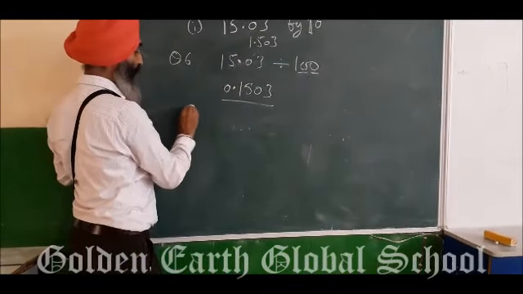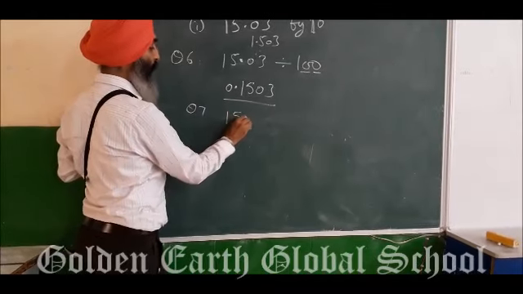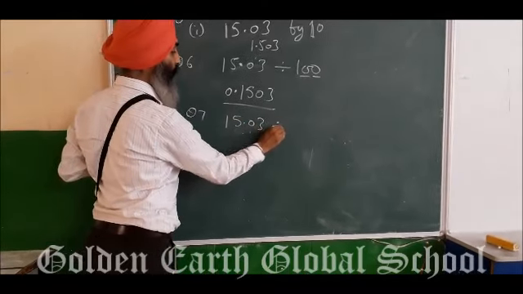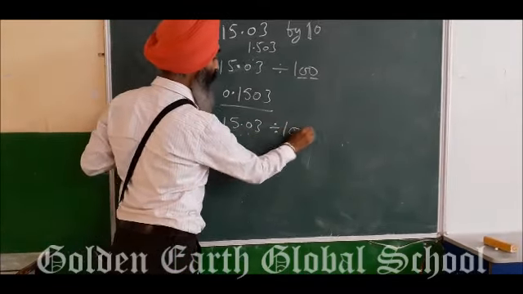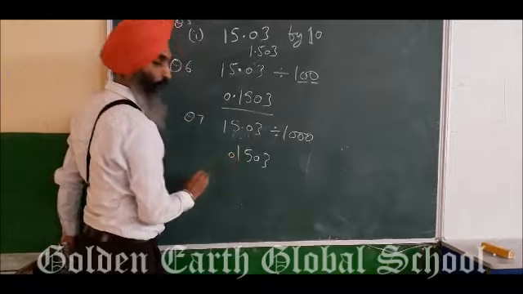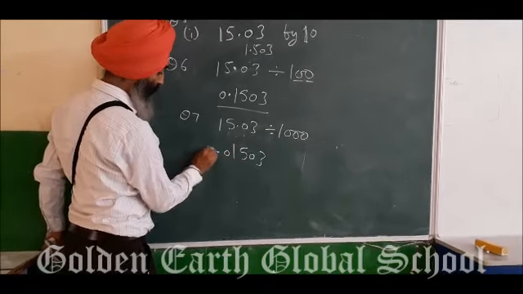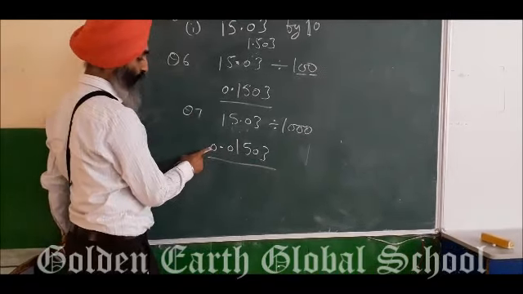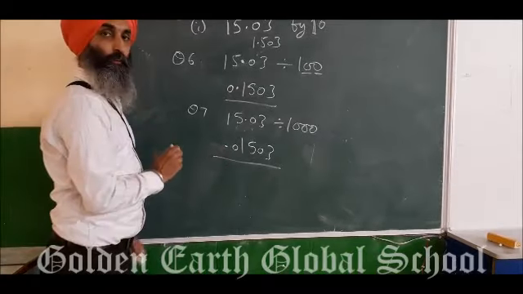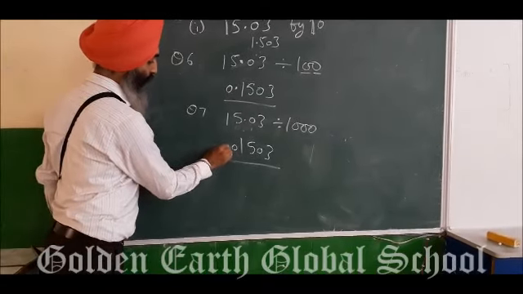And in the 7th question, we have to divide by 1000. So it means the decimal shifts 3 places back. So 3 places back means 1, 2, nothing, so put 0. So now your answer is this. You can put a 0 or not, it's your wish. But this is the final answer.